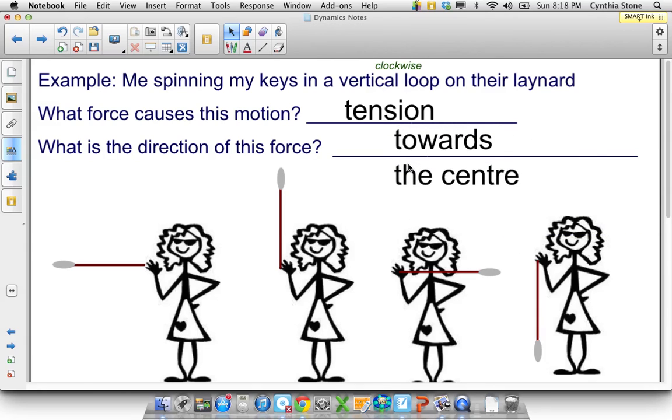And just to give a clear example, when I'm at the bottom, the tension in this lanyard is up, holding the keys up. When I'm at the top, the tension is down. Now there is another force at the top because there's gravity as well, right? Pulling straight down. But here, the tension in this lanyard is towards my hand, etc.